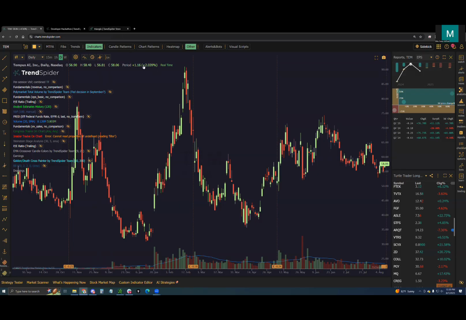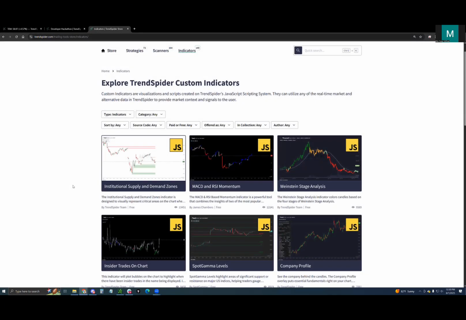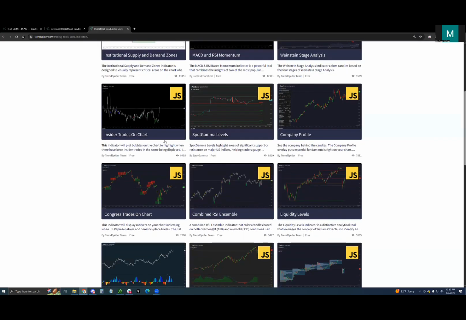And then, if you go to our store again, you guys, we have all these custom indicators, similar to how TradingView is, that you can import for free.